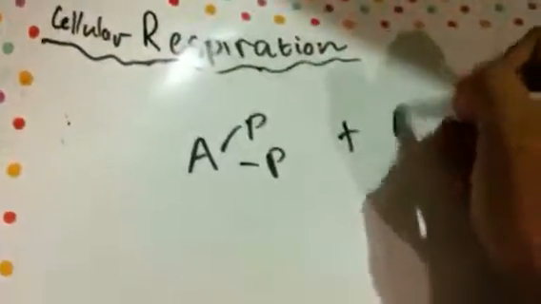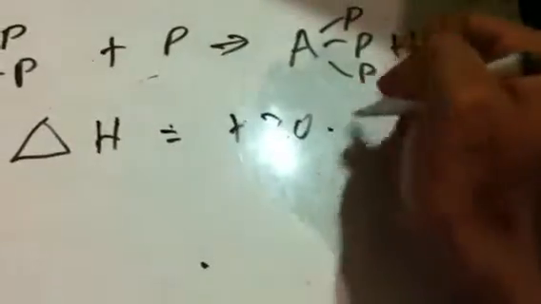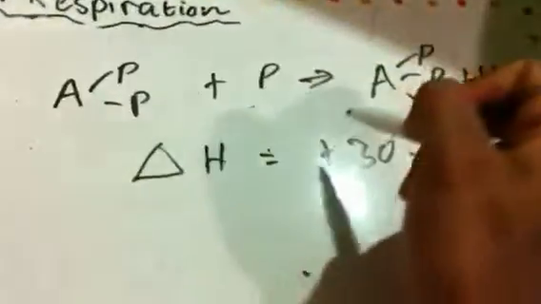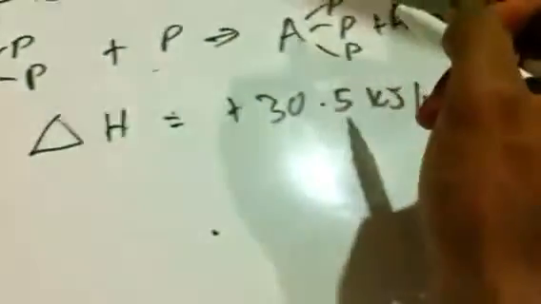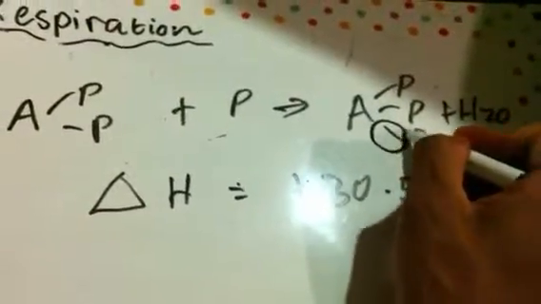So we have our ADP plus P goes to ATP plus H2O. Now in this reaction, the delta H is positive 30.5 kilojoules per mole. So what that means is 30.5 kilojoules are being added into this reaction to produce 1 mole of ATP. And that 30.5 kilojoules is stored in this bond.